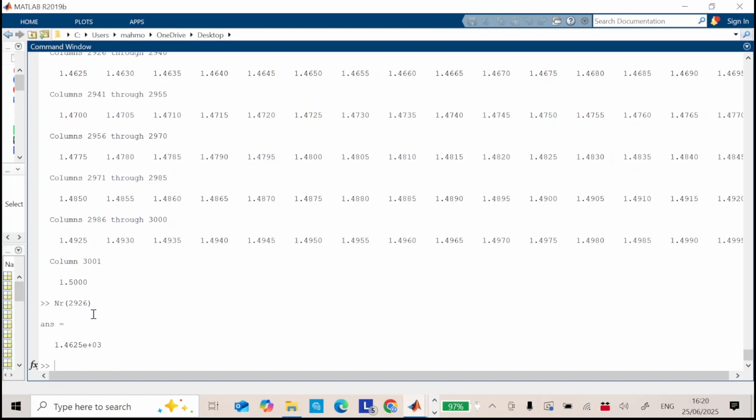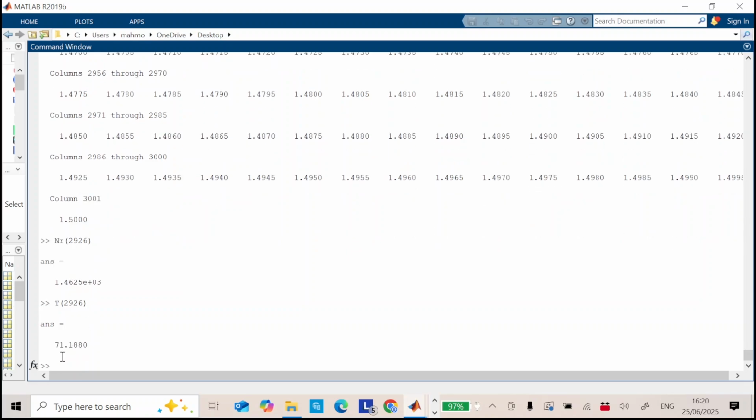So for the torque of 2926, that one is the developed torque. That one is 71.2 Newton meter.